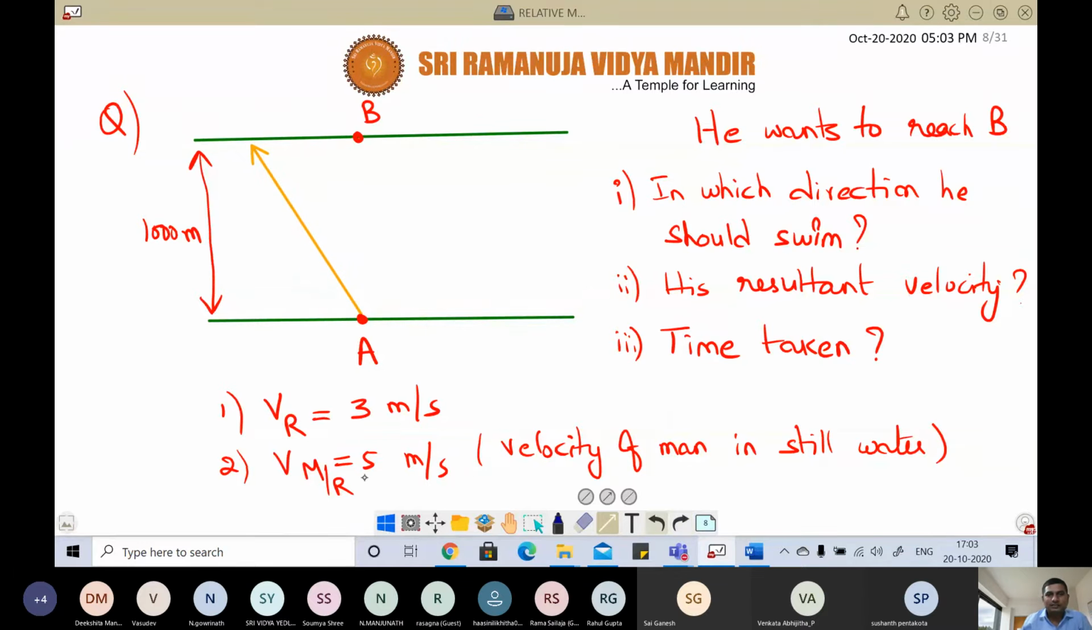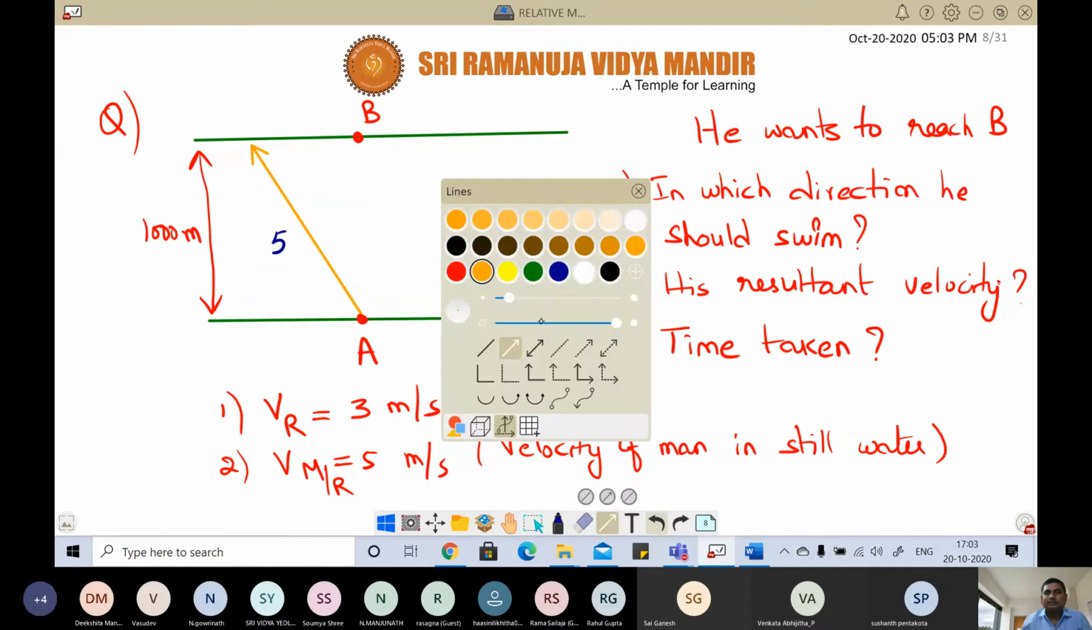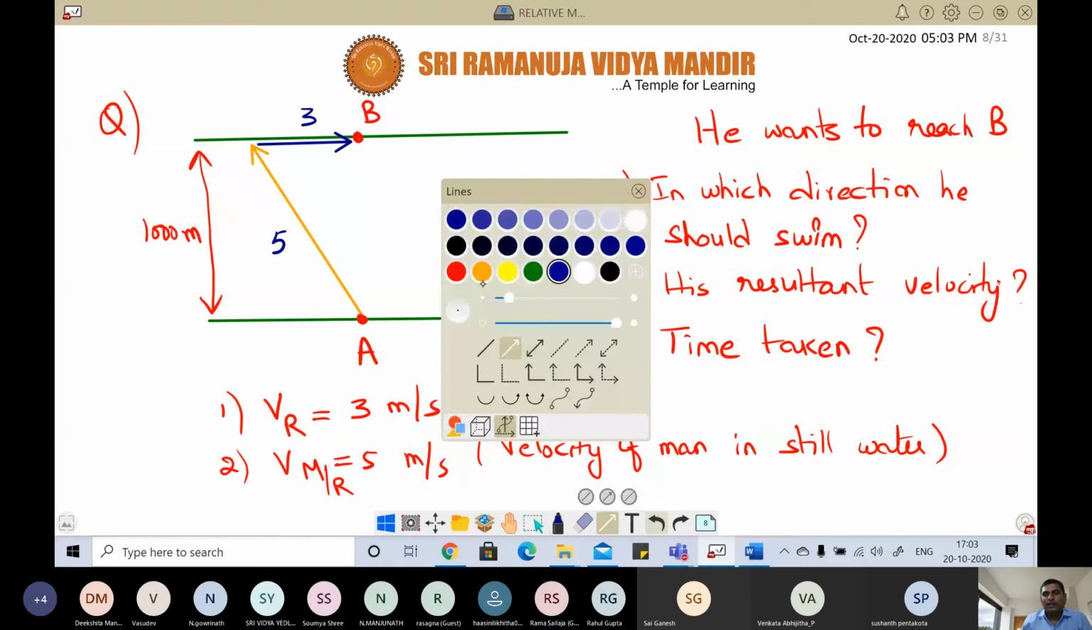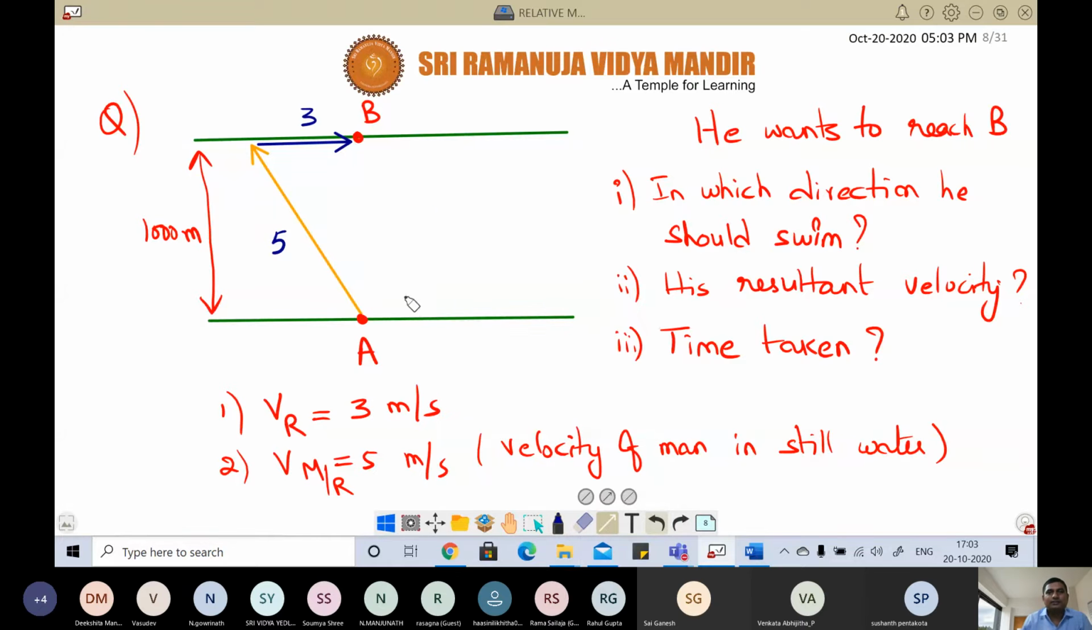That is how much given? 5 meters per second. So put that value. Now river velocity is how much? 3 meters per second. That is in which direction? Right side, sir. Right side, like this. And finally, river velocity is how much? 3, na? So you put 3 here. Now finally, you are reaching here only, correct or not?